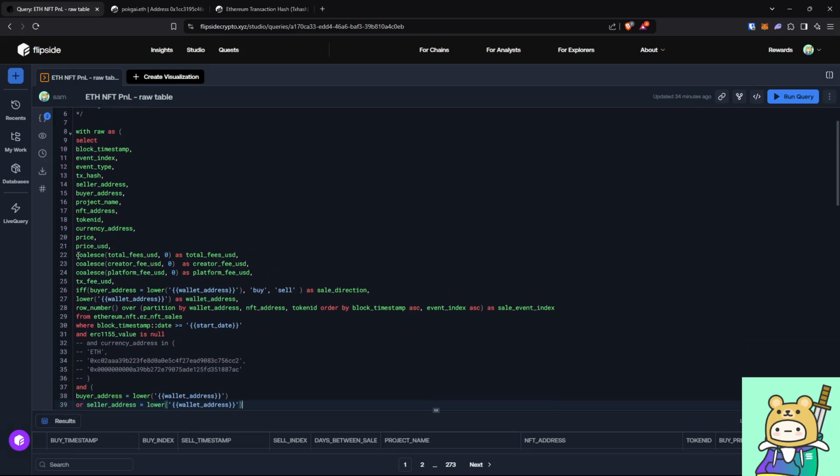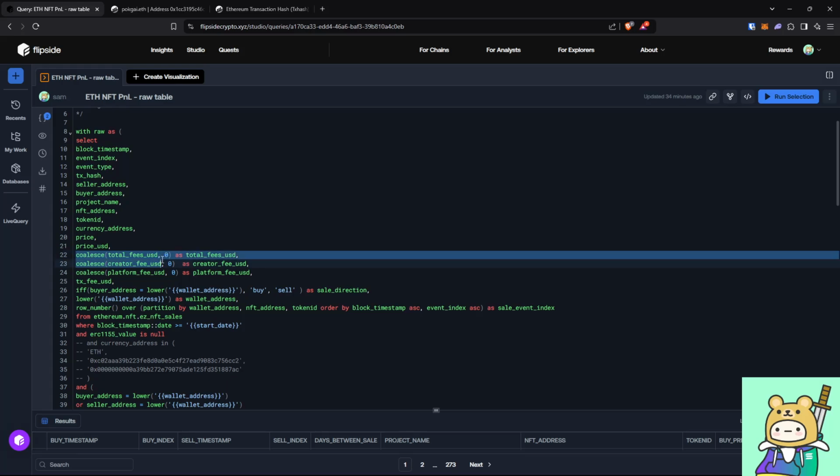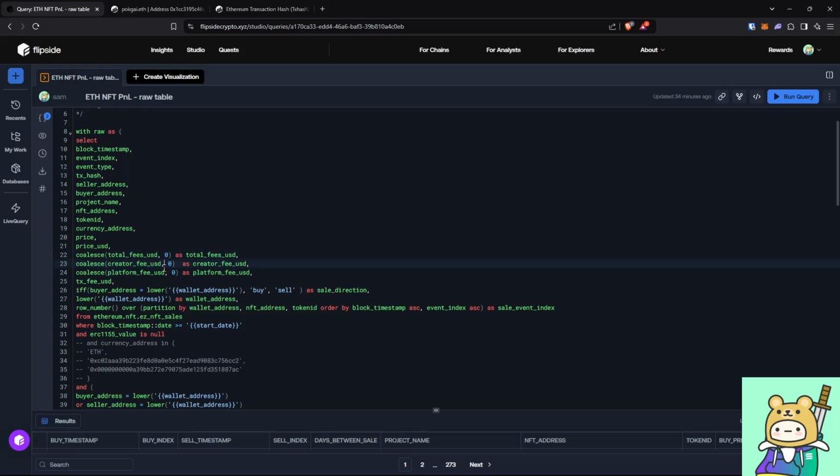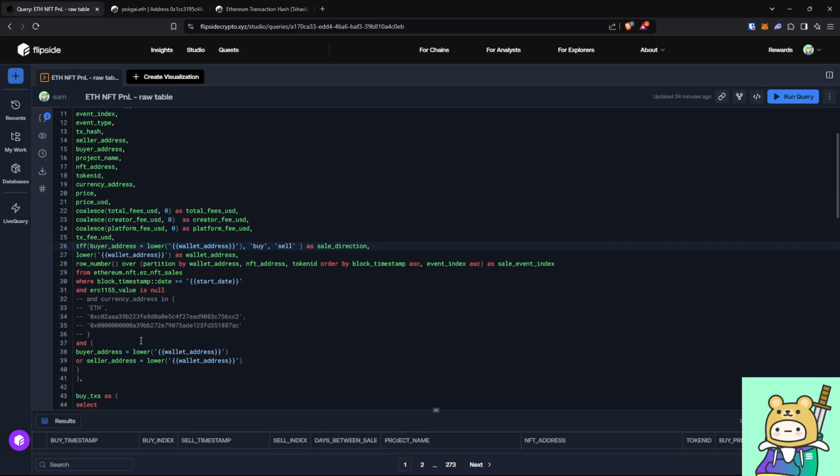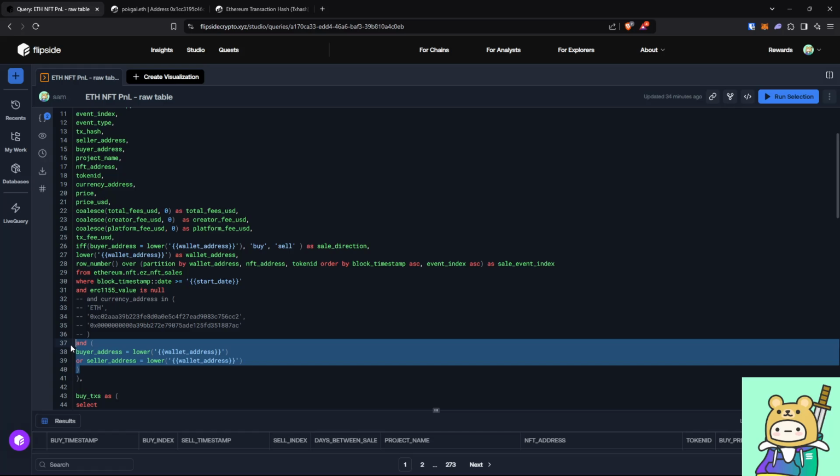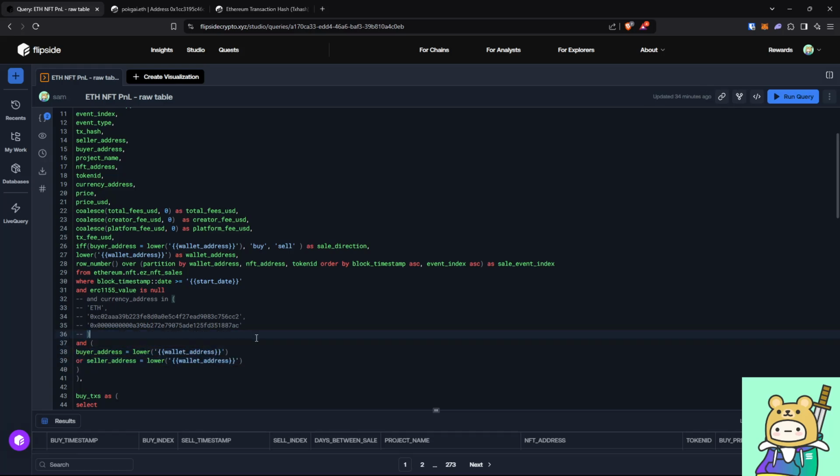Okay, so what else I got? I have a coalesce here just to ensure that all my columns are 0 if they are null, right? And then I have the first special thing called sale direction. Because we put it in the buyer seller filter, how do we ensure which transaction is a buy and which transaction is a sale? You can do that by just using the buyer address or the seller address, right? So if the buyer address is the wallet address that you specified, then that is a buy. If not, that's a sell.